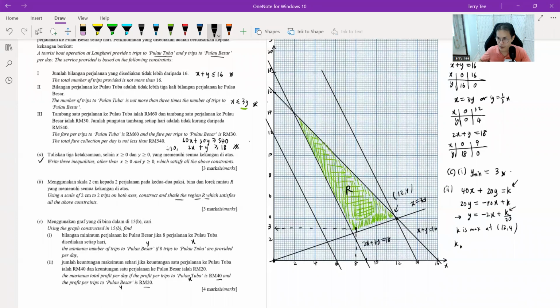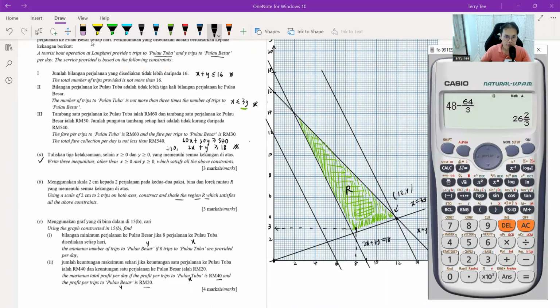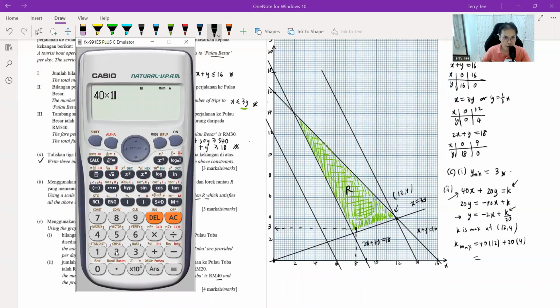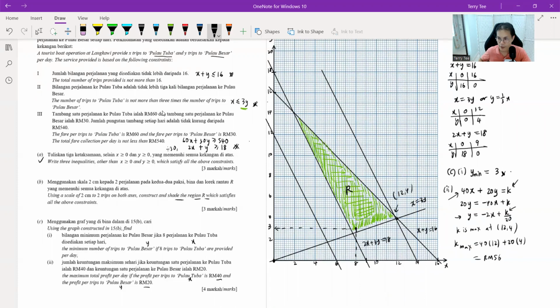Your maximum value of k, we substitute inside here, is 40 times 12 plus 20 times 4. So we take 40 times 12, 20 times 4. My answer is RM560. So that will give us the maximum profit.